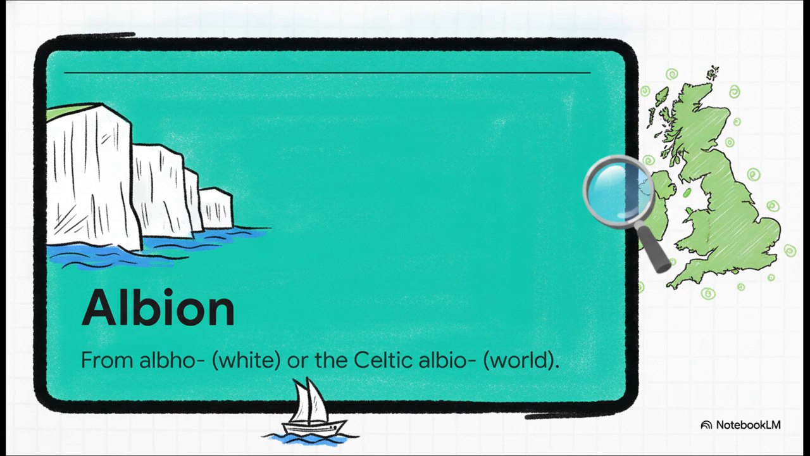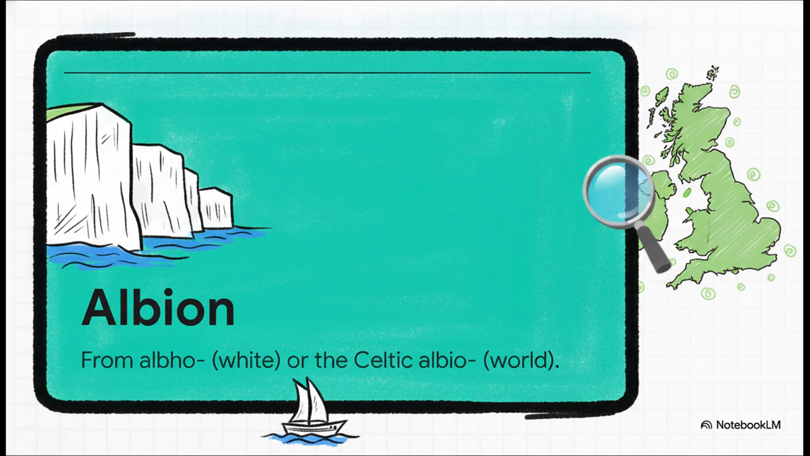Before it was Britain, the oldest known recorded name for the island of Great Britain was Albion. But where on earth did that come from? Well, there are a few compelling linguistic theories and some pretty fascinating myths. The first theory traces it back to the Proto-Indo-European root albo, meaning white. I mean, imagine you're a Roman or Greek sailor crossing the channel from mainland Europe. The very first thing greeting you would be those towering, brilliant white cliffs of Dover.